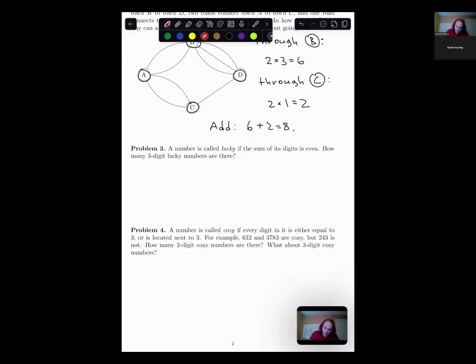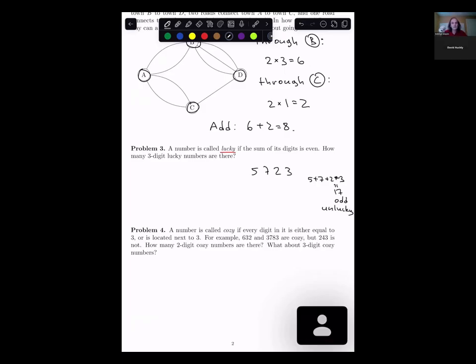A number is lucky if the sum of its digits is even. So for example, if I take 5, 7, 2, 3, well, that's unlucky, right? Because we have 5 plus 7 plus 2 plus 3, that is 17. So that is odd, right? So that is unlucky.